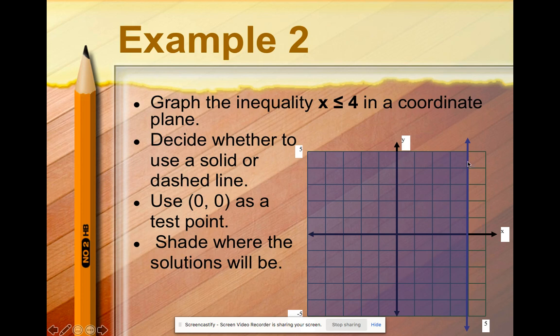So we're going to shade everything to the left of that line because it's less than or equal to. And then we can use the point 0, 0 as a test point. Does it come out as a true statement? If it does or it doesn't, then you know if you did your problem correct or not. And so if we plug in 0 for x, is 0 less than or equal to 4? The answer is yes. So you should have the point 0, 0 shaded in, which we do.